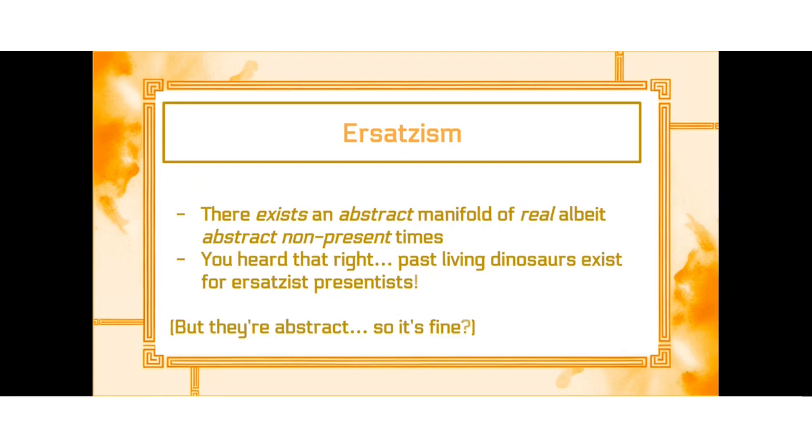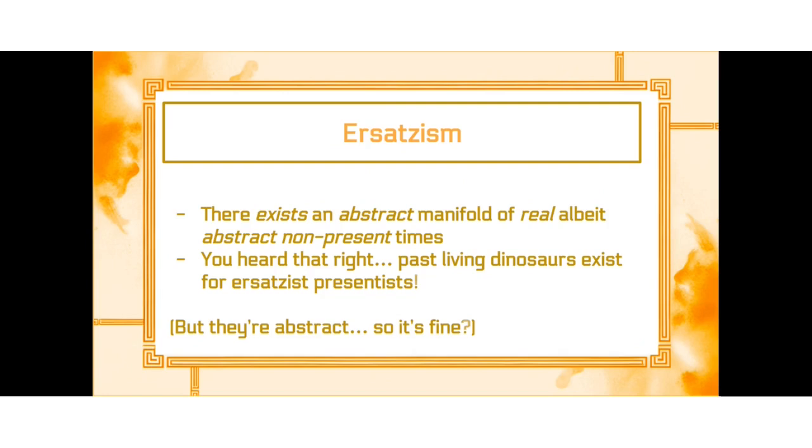Ersatzism is the next strategy. It's saying that there's an abstract manifold of real, albeit completely abstract, non-present times. You know, same way mathematical numbers might be abstract, you're going to have non-present times being abstract. This is really strange, right?